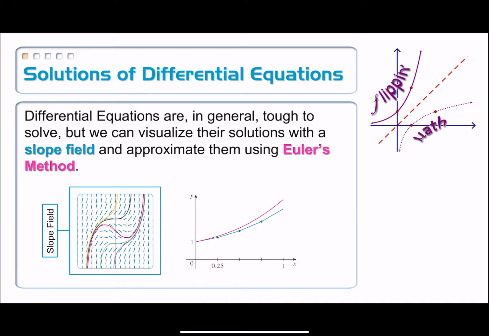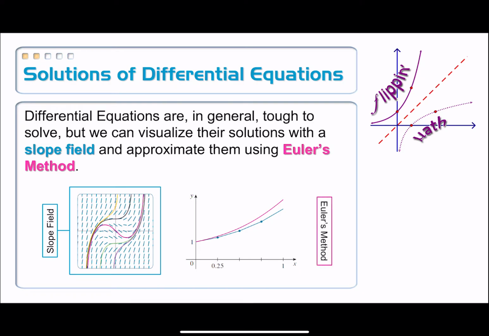So you can see that these tiny little segments in this little picture here represent the slope at that particular point. And kind of like river currents, if I stuck a little boat on that river current, it would follow through one of these little paths determined by one of those colored graphs.